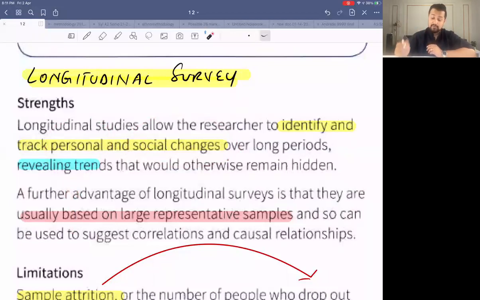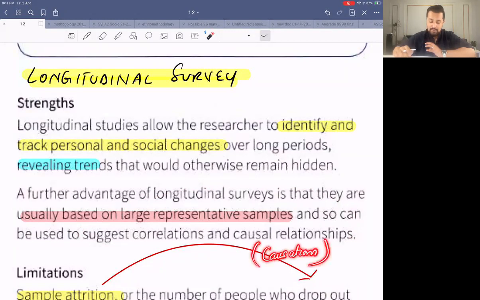A further advantage of longitudinal surveys is that they're usually based on a large representative sample. Usually, right? Remember, we're studying sociology. I wouldn't want anyone to come up to me saying, but you said this. Remember, I use the word usually here, not necessarily. They're usually based on large representative samples and so can be used to suggest correlations and causal relationships. Correlations and causations are the words.